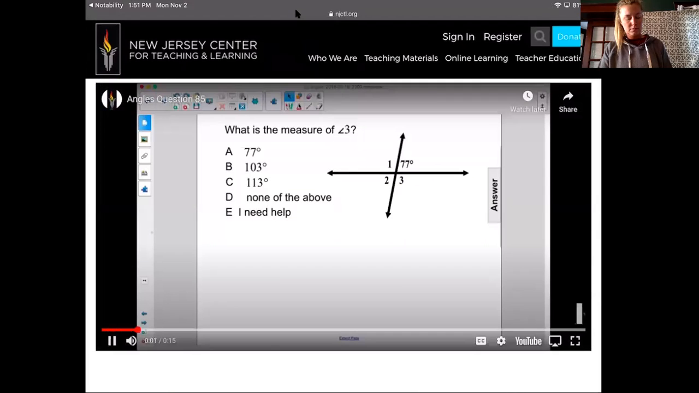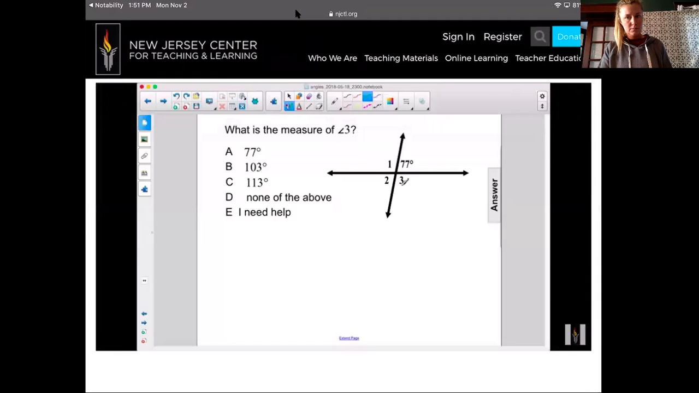What's the measure of angle 3? All right, so 3 is a linear pair with 77. 77 degrees plus 103 degrees add up to 180. So the answer is B.